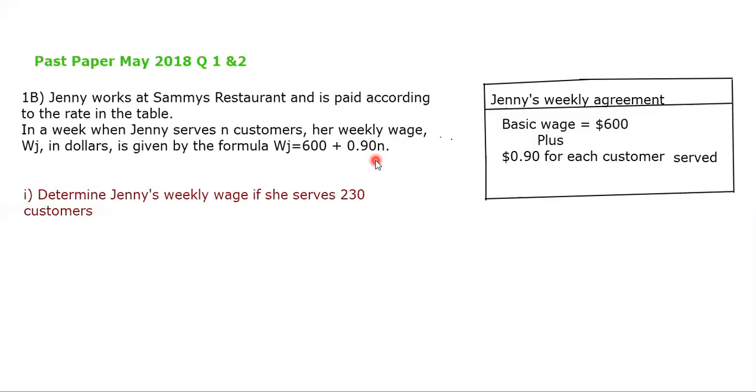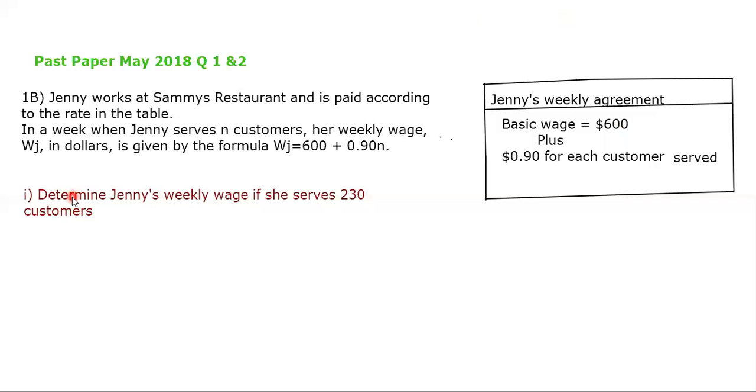What if she served 20 customers? Right? Then we would say 600 plus 0.90 times 20, because 0.90 or 90 cents is the amount that you get for each customer. So anytime you have a certain amount of customers, then you will multiply this number by the amount of customers, right? And you'll get that answer. And of course, in order to get the whole pay, then you would have to add it to the 600, because 600 would be the basic wage.